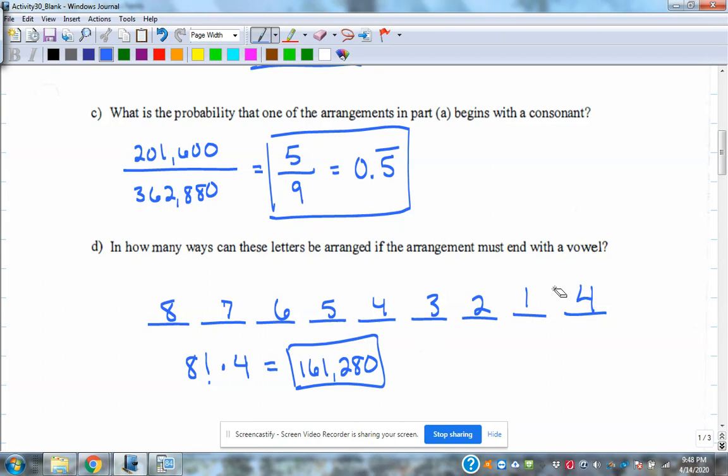Again, there should be plenty of explanation for me on the setup with the spaces and the counting principle. All right, let's continue that on the next page.